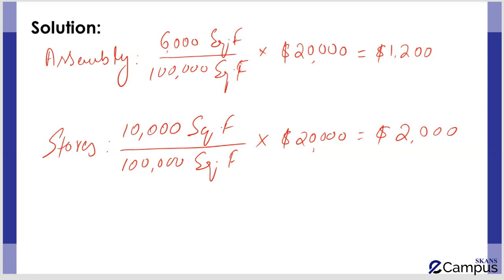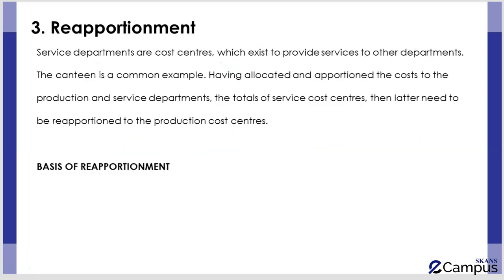The common cost is shared between the departments on the basis of the benefits they receive. Now moving on to the next slide, that is about reapportionment. Now what is reapportionment? Reapportionment is the process in which we apportion service department's cost to production cost centers and the balances of the service departments come to zero.